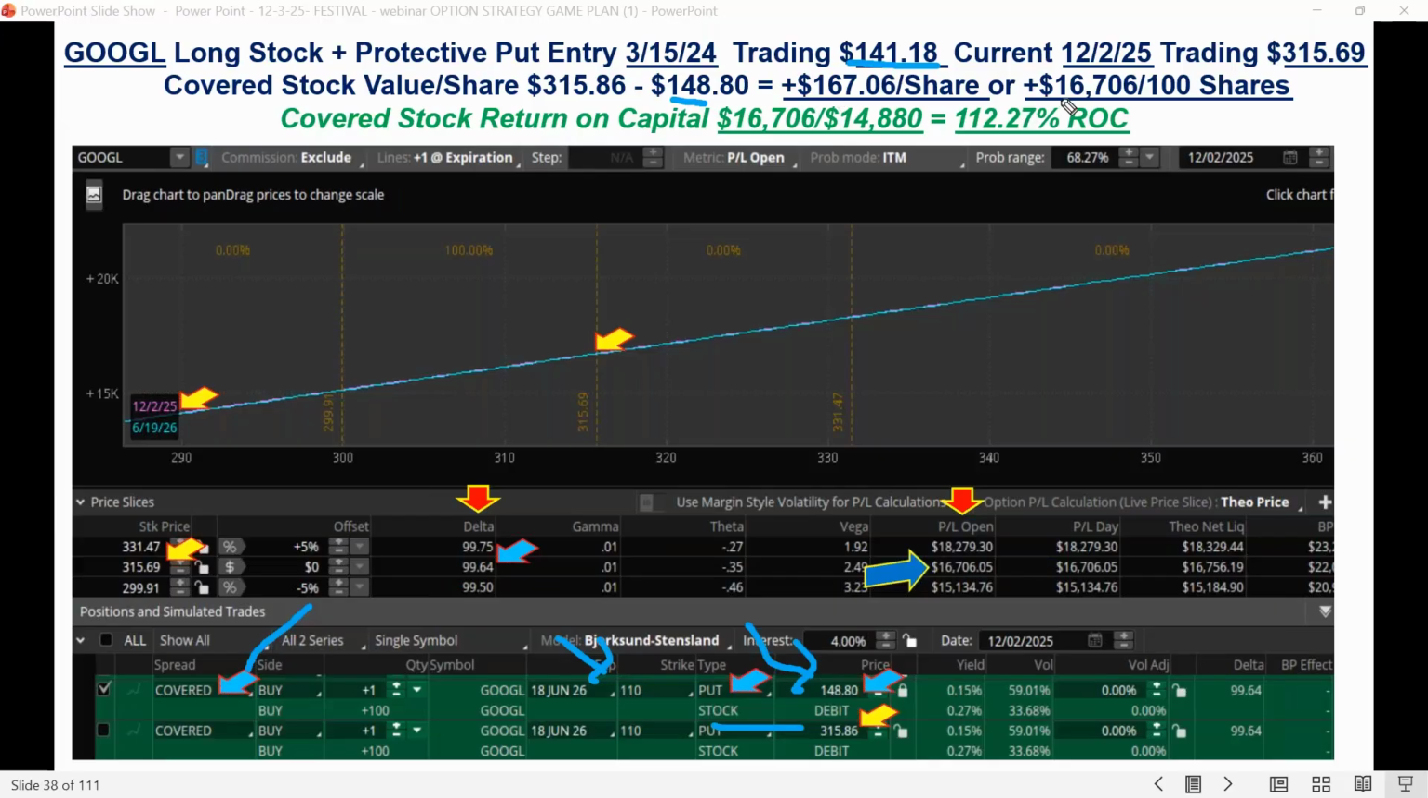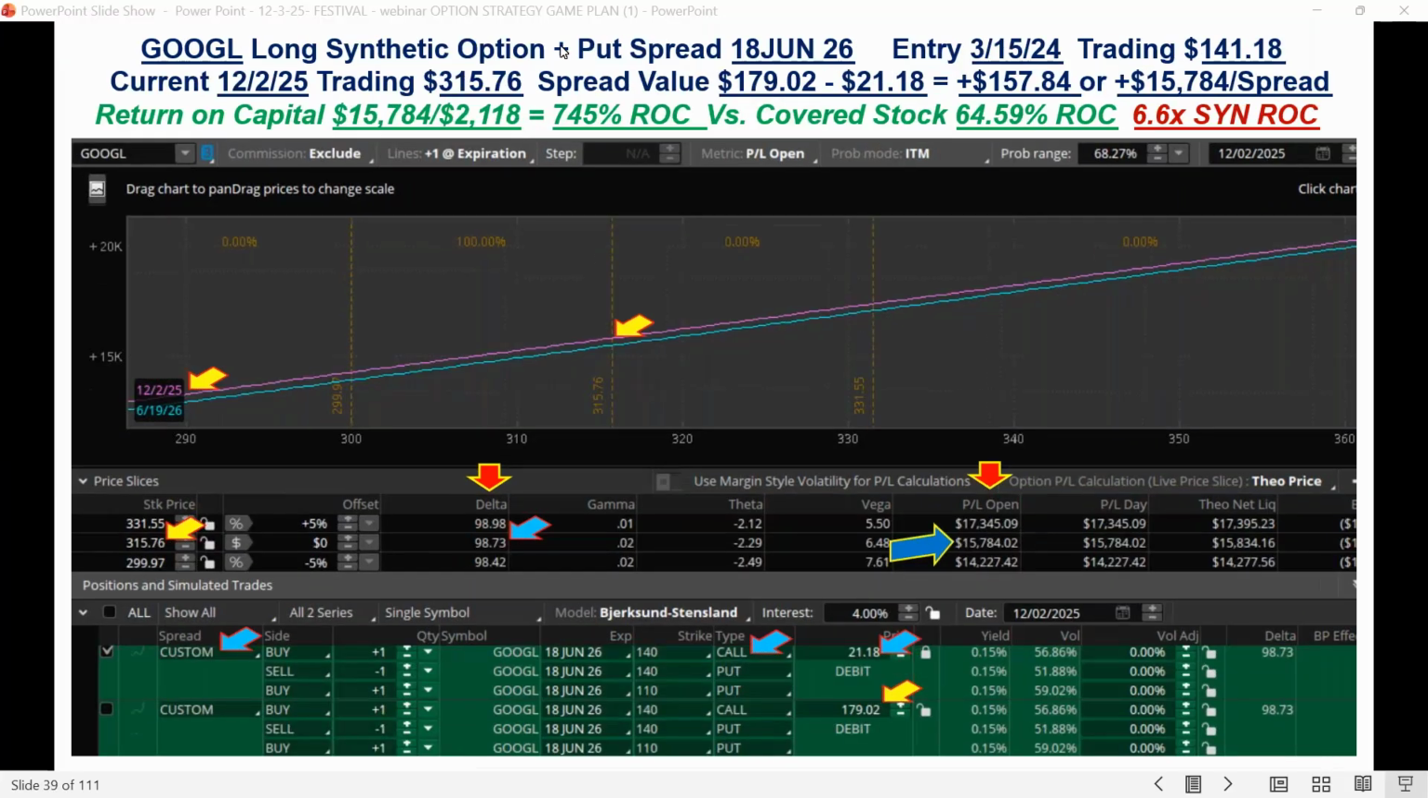So this trade was up, I'll just go through here quick, $167, or for one option contract, $16,700. Pretty nice return. So that's a return of over 112%. But the better way to do it was using the synthetic long with the put as protection below it.